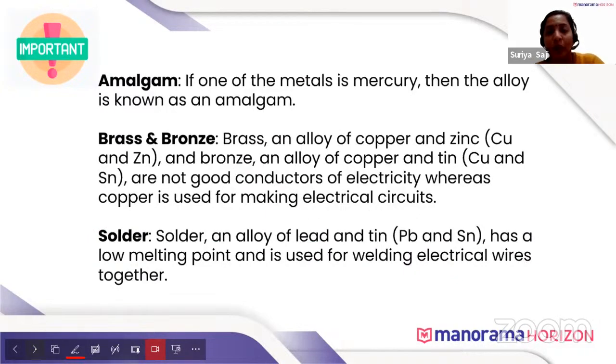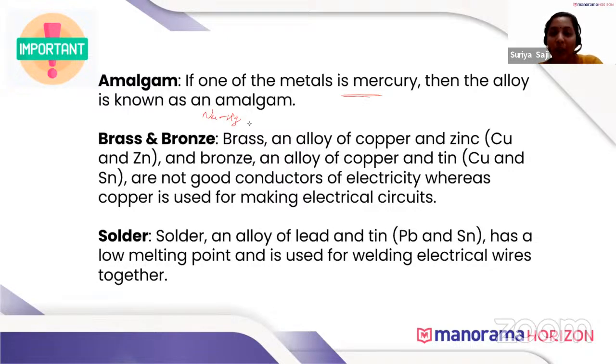Then amalgam. If any metal is alloyed with the element mercury, then we will call it an amalgam, for example sodium amalgam. So if one of the metals present in an alloy is mercury, then we will call it an amalgam. This word is rarely heard, right? We have to think that mercury is also a liquid metal, so that we can relate. So if one of the metals is mercury, then the alloy is known as amalgam.